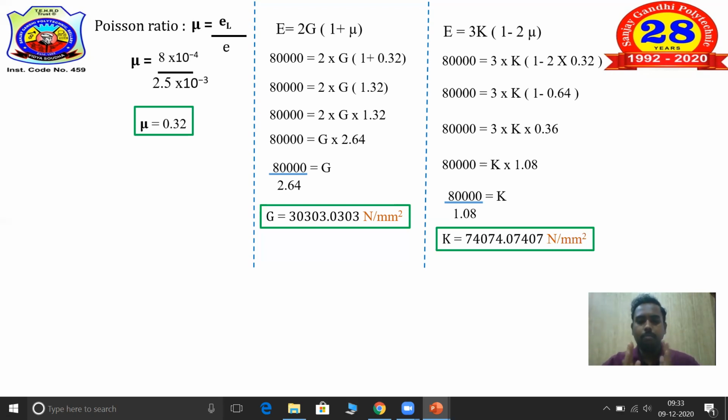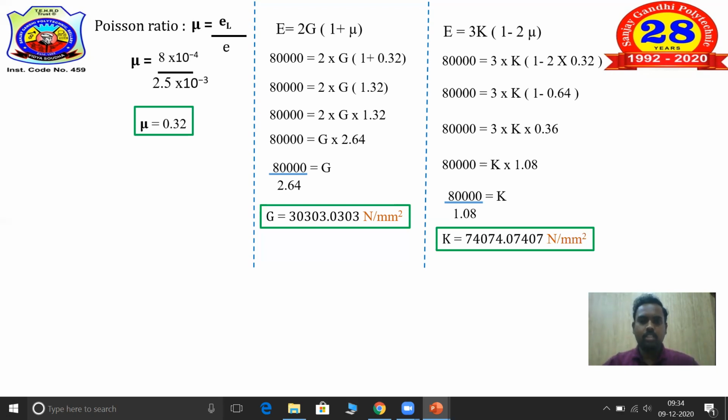Just follow this method. First, you are supposed to find area, next stress, strain, Young's modulus, then lateral strain, then Poisson's ratio, then elastic constants. Keep these steps in your mind while solving any kind of problem. Just apply these steps only.